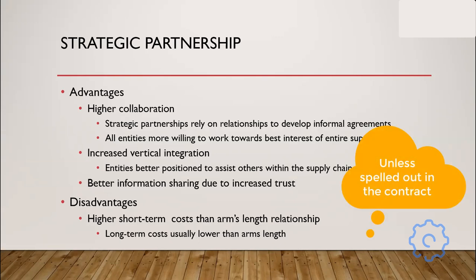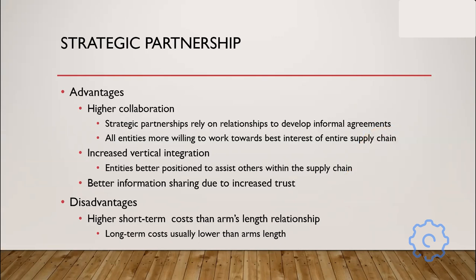Now, the disadvantages of a strategic partnership is that you have a higher short-term cost than in an arm's length relationship because in general you may be locked into purchases that may be more costly in the short term because you're not able to bid for lower prices across each of the different purchases. Now, one of the benefits though is that you can have a long-term cost that is usually lower than an arm's length relationship because you begin to take advantage of each other's strengths within the supply chain.